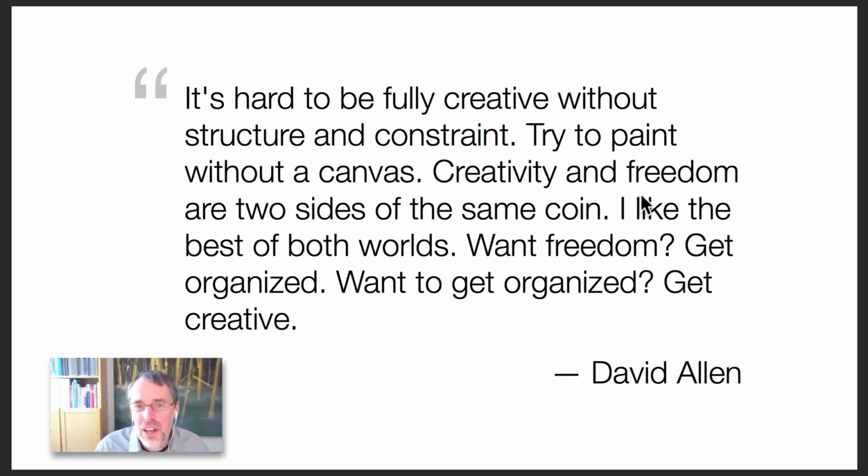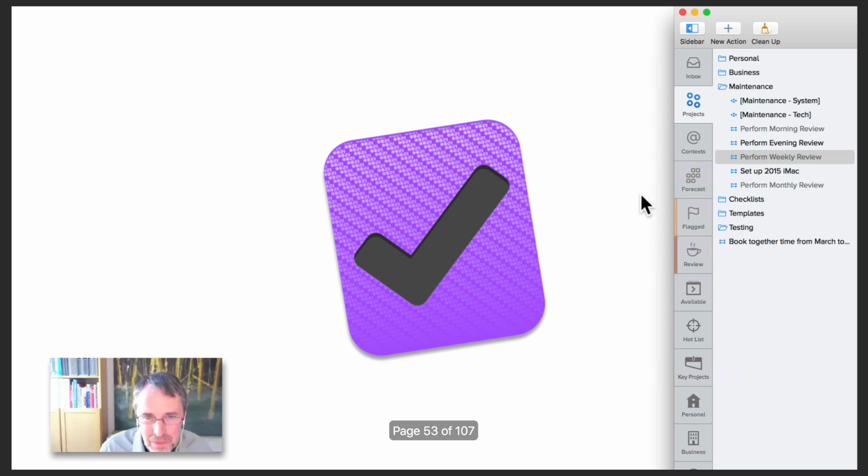And one thing to understand here is the need for structure. Sometimes people think structure is kind of constraining. And I think this quote by David Allen kind of helps to dispel that myth quite nicely. He says, "It's hard to be fully creative without structure and constraint. Try to paint without a canvas. Creativity and freedom are two sides of the same coin. I like the best of both worlds. Want freedom? Get organized. Want to get organized? Get creative." I think that's a really nice way of looking at it, because we do sometimes really need to get creative in how we organize life, especially if life has many different facets and moving points.